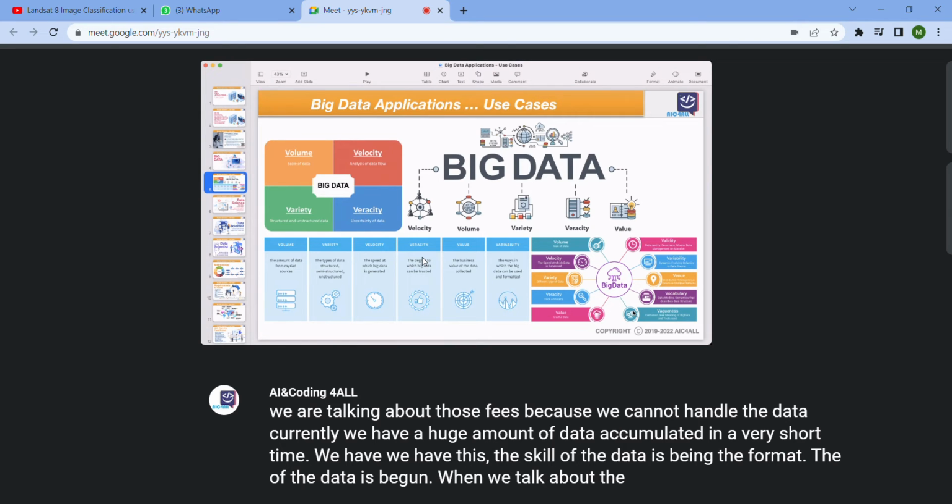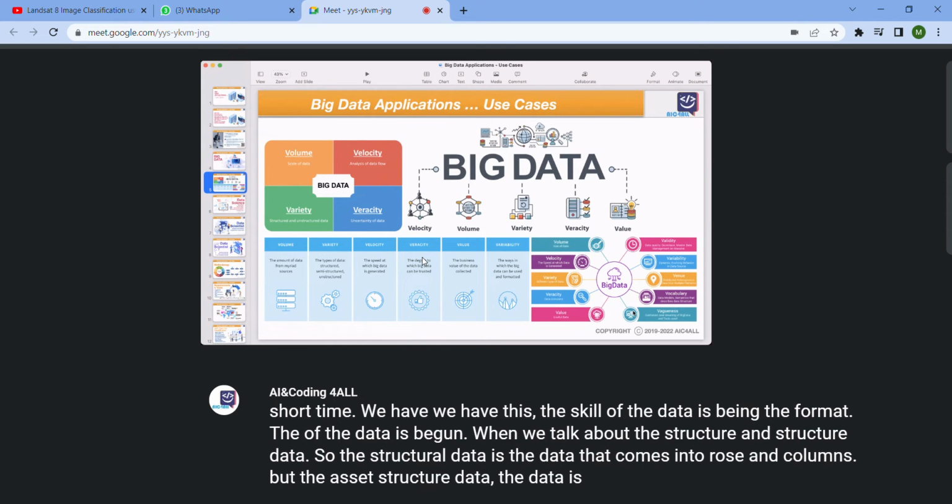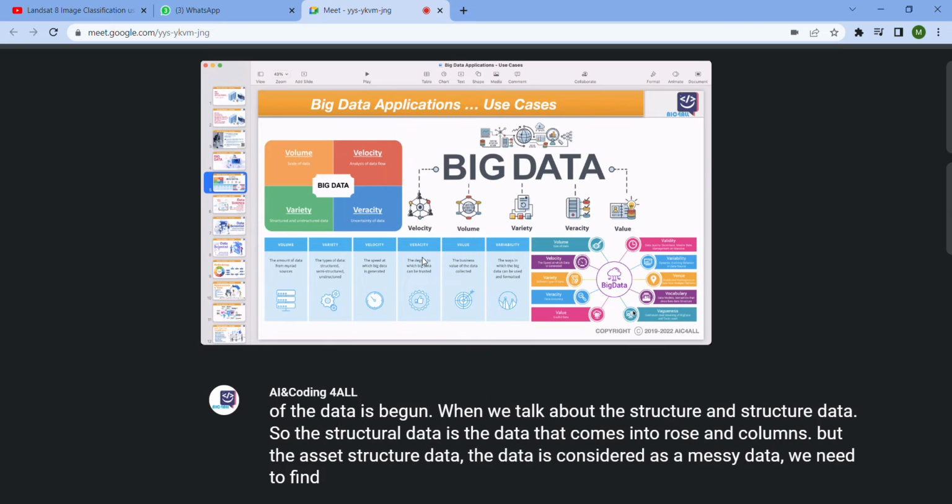When we talk about structured and unstructured data, structured data is the data that comes in rows and columns. But unstructured data is considered messy data. We need to find a way to structure the data, then we can work on it.